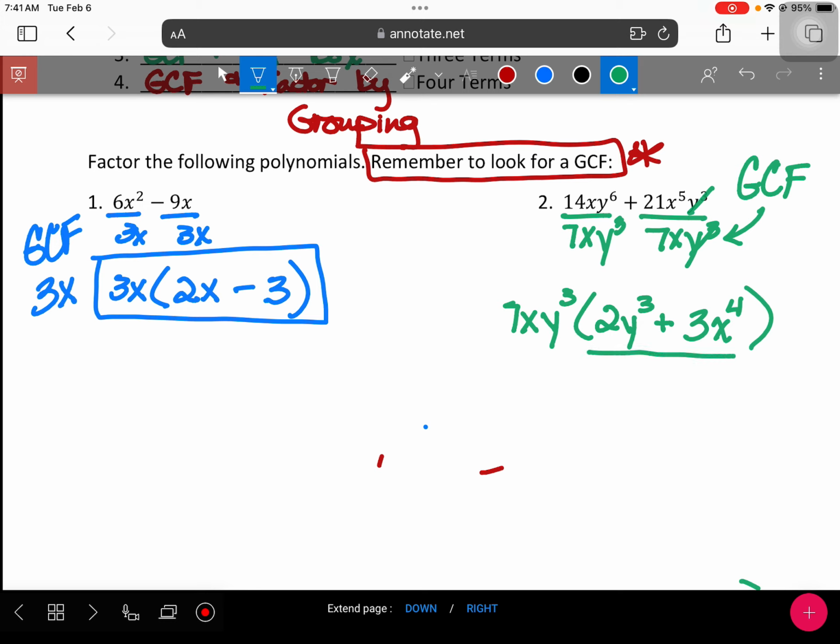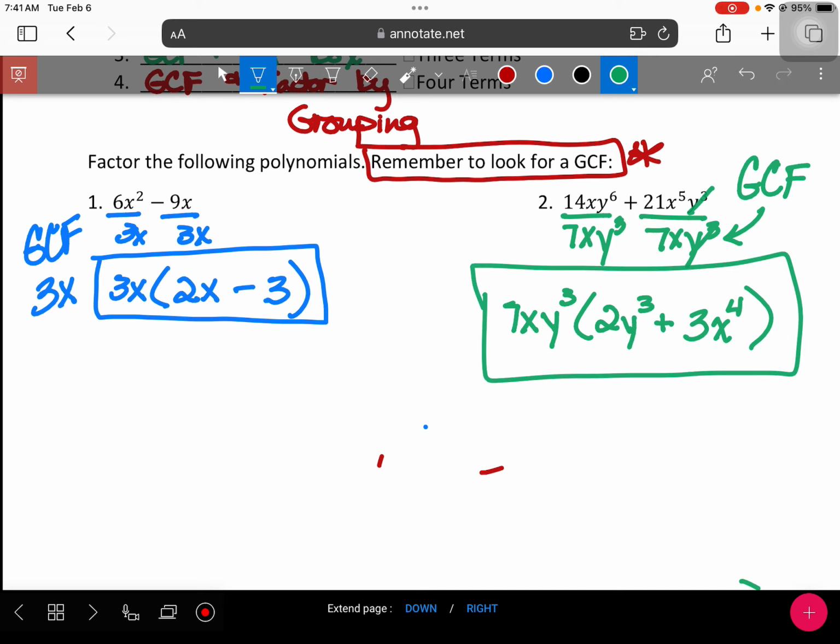All right, now take a look at this. Is there anything that we can factor out of that? No. So that is your final answer. Questions there?